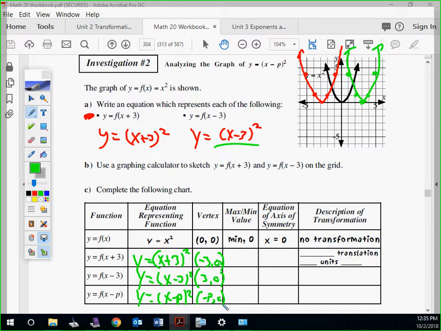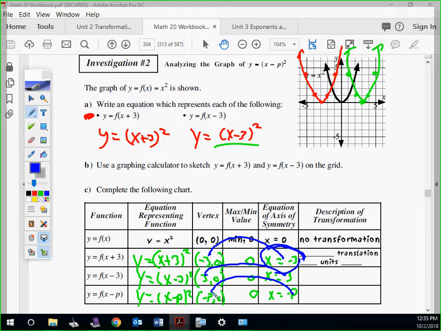Our min value doesn't change though, right? Because we're moving left and right, we didn't move up or down, so our y doesn't change for our min. This is 0 for all these. But since we moved left and right, our axis of symmetry changed. That thing cutting it in half did change. It's going to be x equals -3, x equals 3, x equals -p. I really want you to focus on this, please, because this one's always forgotten. This axis of symmetry always matches the x value of your vertex. 3, 3, -p, -p. It's supposed to, that's how it goes through the vertex.